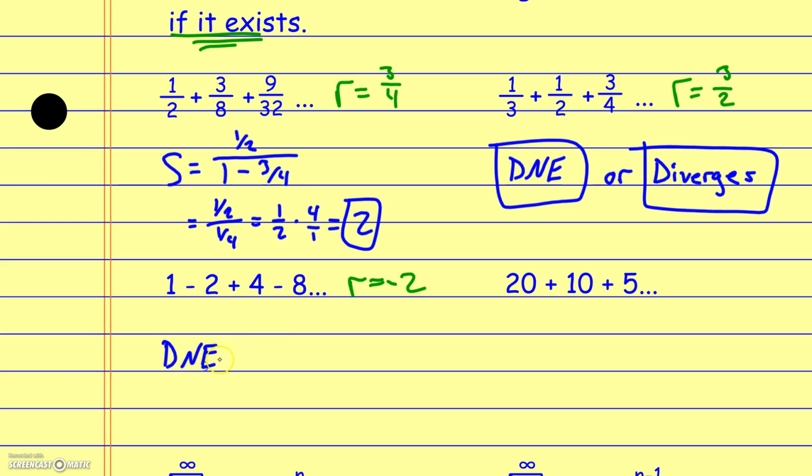Okay, so it does not exist, or you say it diverges. And if you want to abbreviate that, that would be fine also. Okay, so I'll accept either one of those as an answer to this.